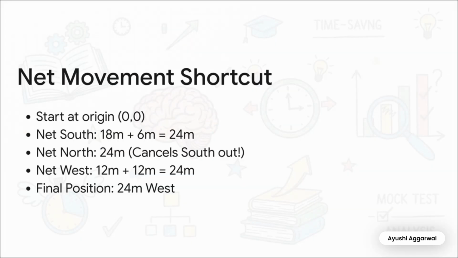Down se dekhna. Look, instead of drawing messy, confusing maps on your rough sheet, let's use the net movement mental shortcut. Assume she starts right at the origin, 0, 0. First, she goes 18 meters south, then later another 6 meters south, so total net south is 24 meters. Then, she walks 24 meters north. Look at that. The north and south movements completely cancel each other out. 0. Now for the horizontal movement. She turns right while facing south, so that's west, 12 meters. Later she turns left while facing north, that's another 12 meters west. Total net west is 24 meters. So her final position is simply 24 meters west from her starting point, which is her home.